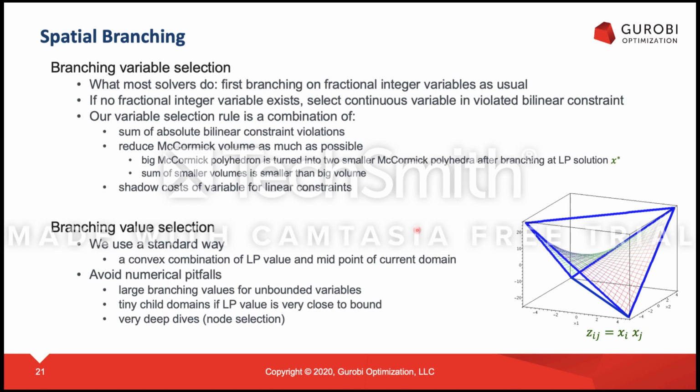So these two constitute somehow branching rules. And what we also use, which is well known for the MILP techniques, we use shadow costs for X and Y for selection.